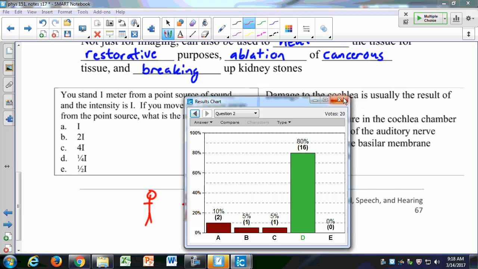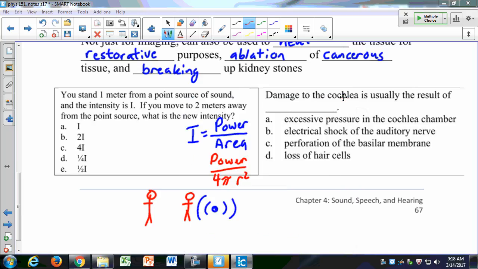Okay, good. D is right. Some of you put A, B, or C. It could be either A, B, or C, but really the most common thing is that you actually lose those hair cells in your cochlea. Remember, the cochlea is this big, long, fluid-filled chamber. It's twisted up like a snail, but it's this long, fluid-filled chamber.